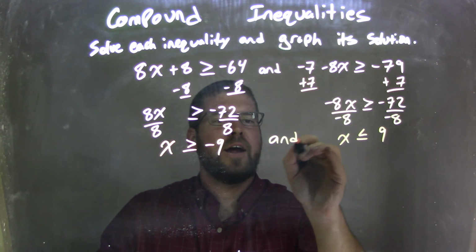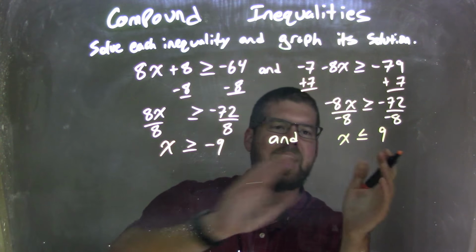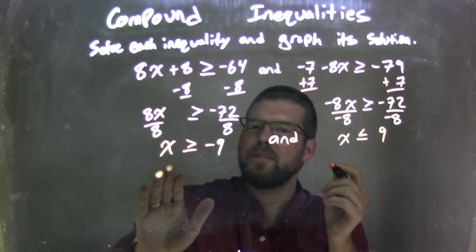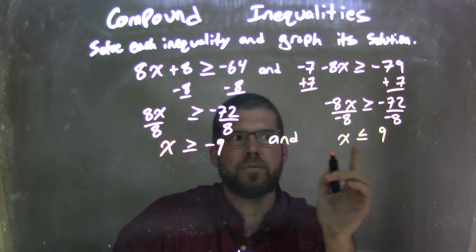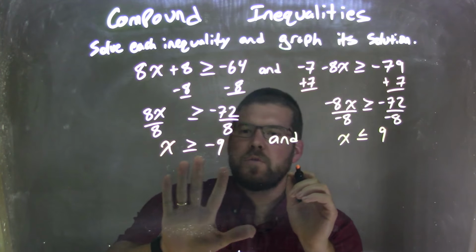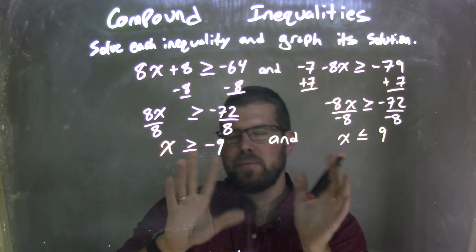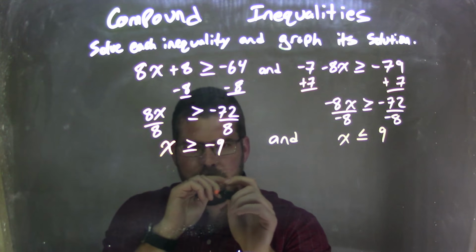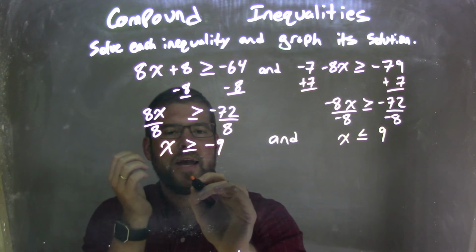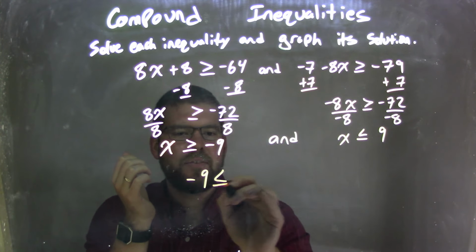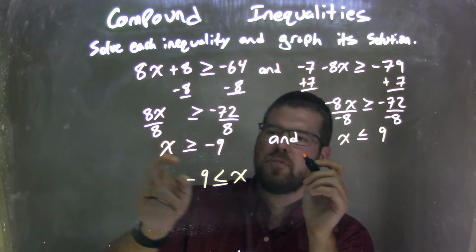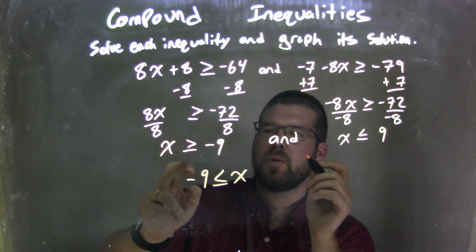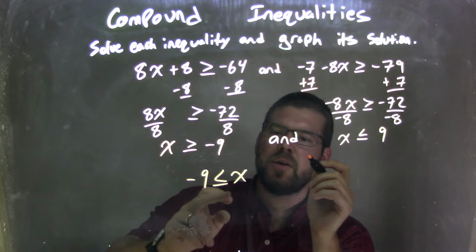And again, our answer is and. It's this and that. X is greater than or equal to negative 9, and x is less than or equal to 9. So I'm going to flip this one over, the one that starts with negative 9 and x is greater than that. Okay? I'm going to flip it where negative 9 comes first, and that's less than or equal to x. These two statements are the same. X is greater than or equal to negative 9. Negative 9 is less than or equal to x.